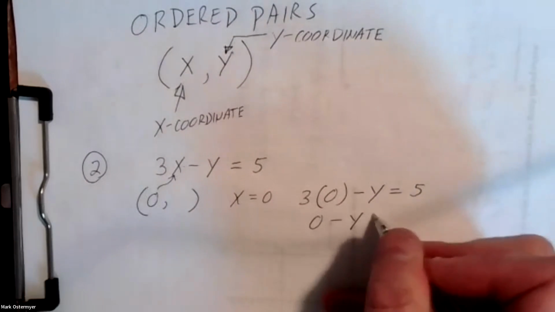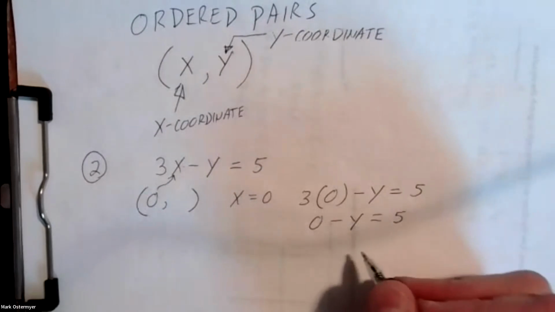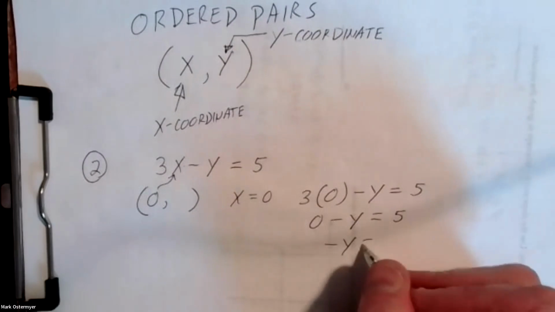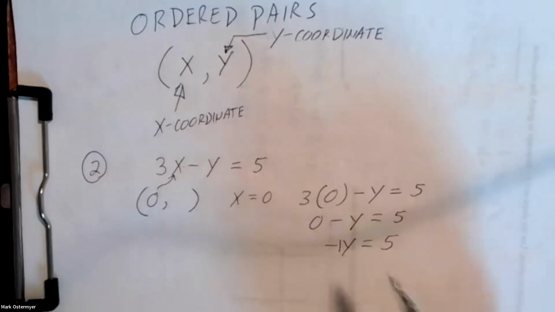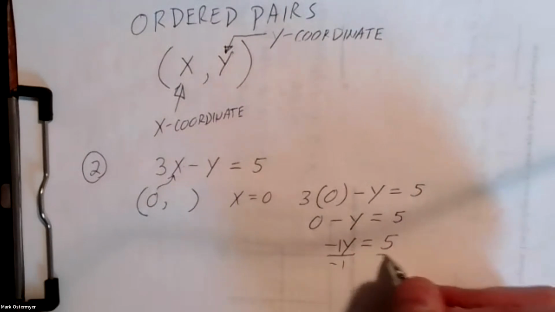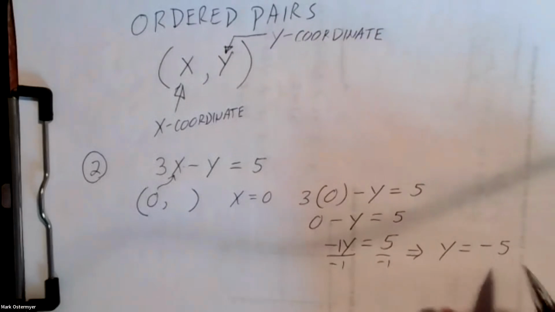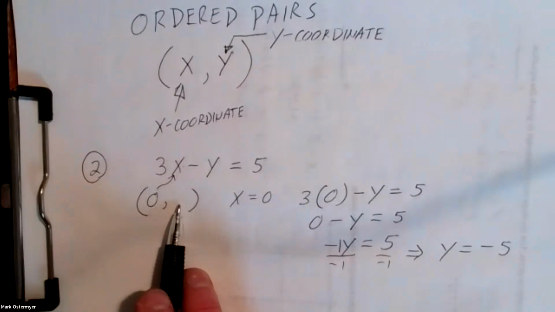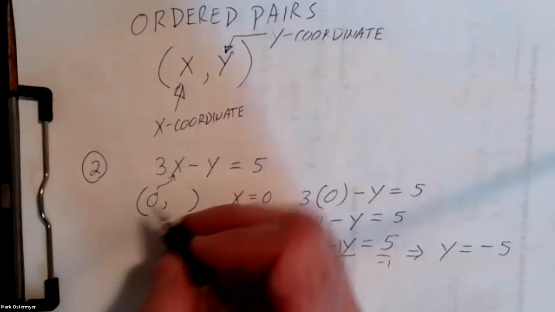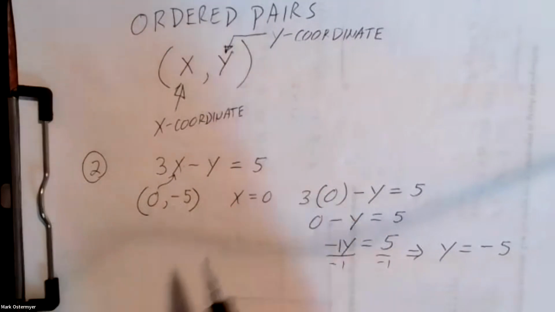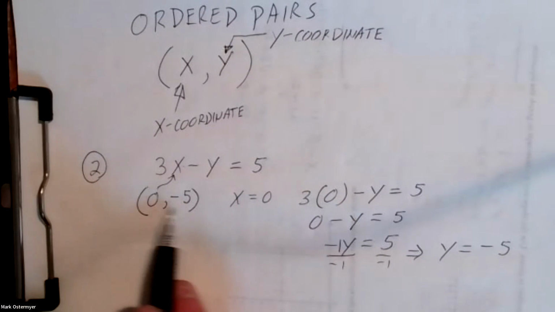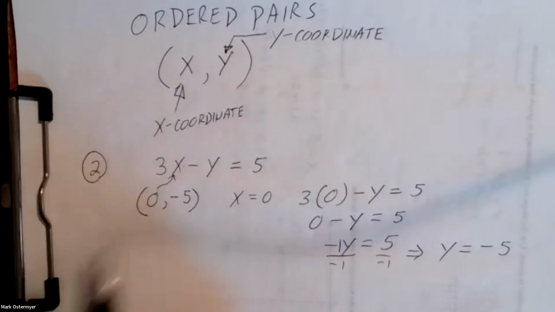which is 0 minus y is equal to 5, which is negative y is equal to 5. And now we have to solve this equation for y, and we do so by dividing both sides by negative 1, and this implies that y is equal to negative 5. So the missing y coordinate of this ordered pair, ladies and gentlemen, has to be negative 5. We say now that 0, negative 5 is a solution to this linear equation. Questions how we did that?